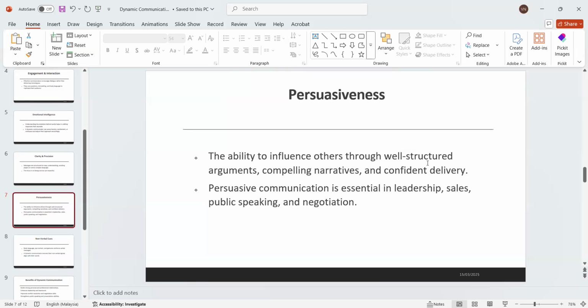And they do this through well-structured arguments, compelling narratives, and confident delivery of their message. They are confident, they are self-assured, and they are able to assuage and persuade people. Persuasive communication is very essential in leadership, sales, public speaking, and negotiation.